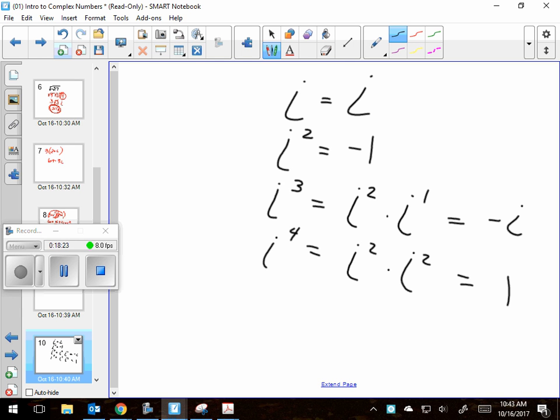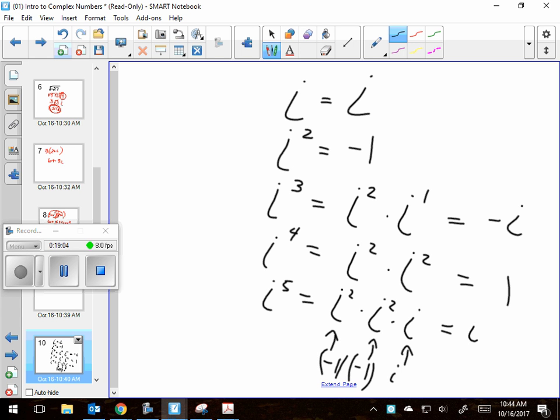But now it's going to start to cycle. i to the 5th. It's a bunch of i squareds first. i squared times i squared. And is there a leftover i? Yeah. And therefore, think about it. What's it equal to? -1 times -1 times i makes what? Isn't there an i left? -1 times -1 times i. i.